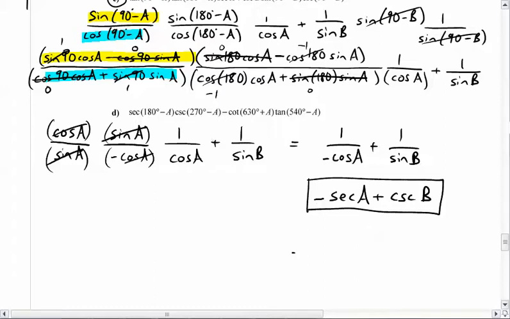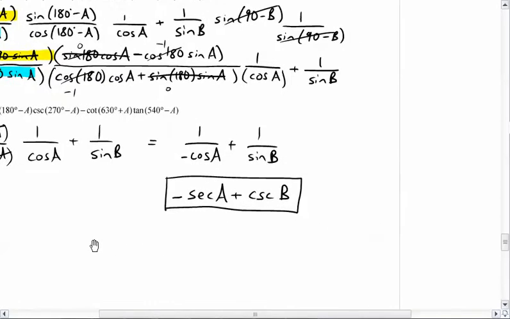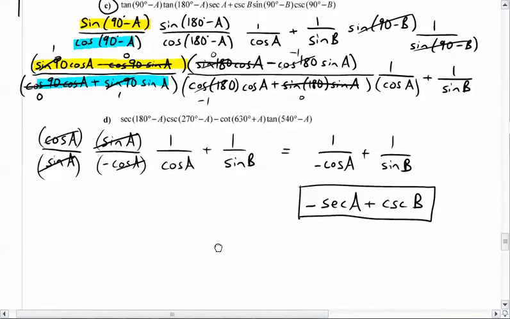So now for part D, I'll do the same thing. I'll just use sine and cosine for everything. So let me write that where I've got some more space on the right-hand side here. So secant, cosecant.